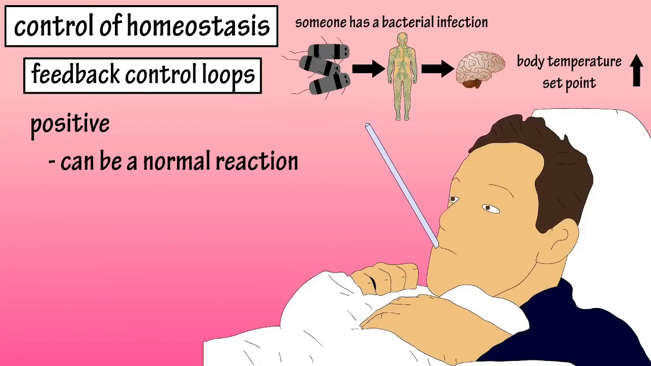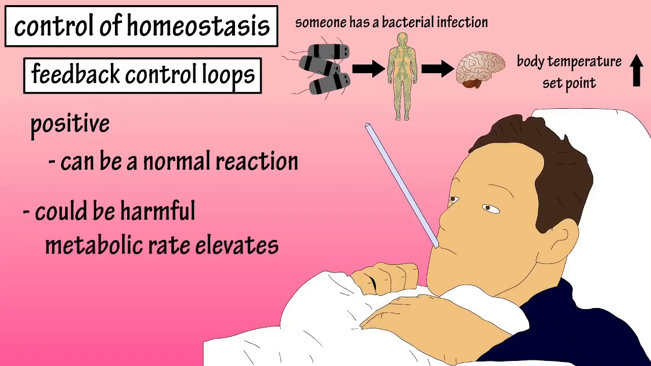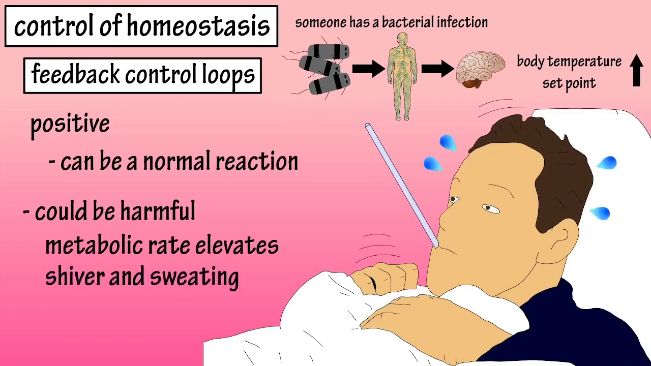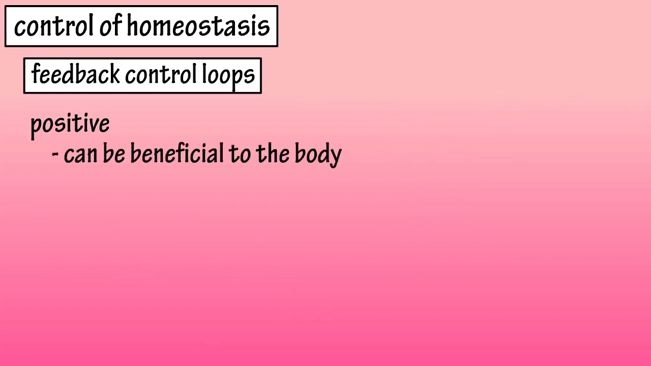However, in some instances, it could create a harmful positive feedback loop where metabolic rate is elevated and the body is producing heat faster than it can get rid of. So a person may be shivering and sweating at the same time. And if body temperature increases above 108 degrees Fahrenheit or 42 degrees Celsius, it could be extremely dangerous and even fatal. In a couple of instances, positive feedback control loops can be beneficial to the body.